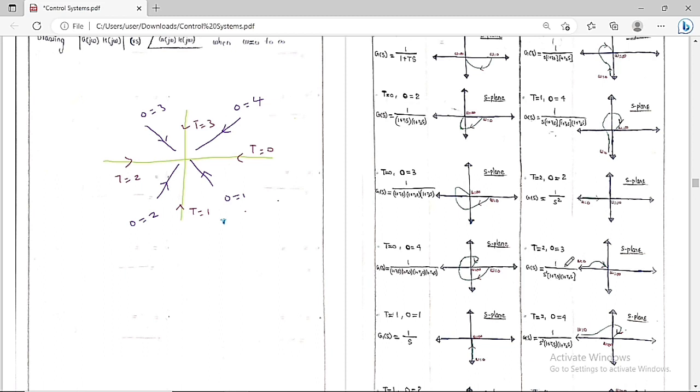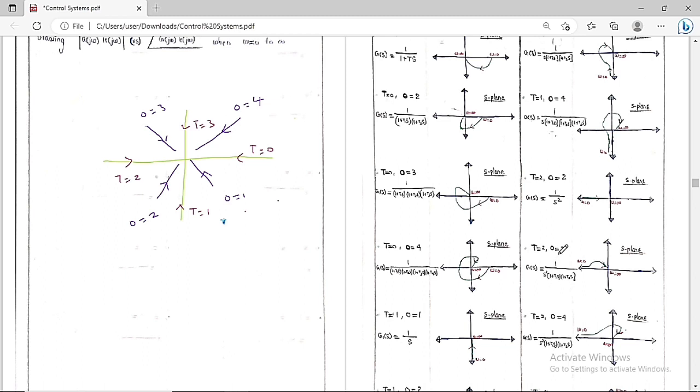Now let's go for the other open loop transfer function, which is G(s)H(s) is equal to 1 by s square into (1 plus T1 s) into (1 plus T2 s). So what's the type of system? The number of poles which lie at the origin in the open loop transfer function is called the type of the system. So here the type of system is equal to 2.